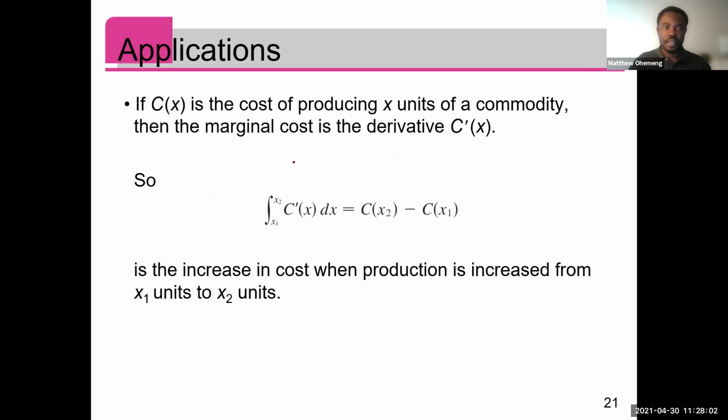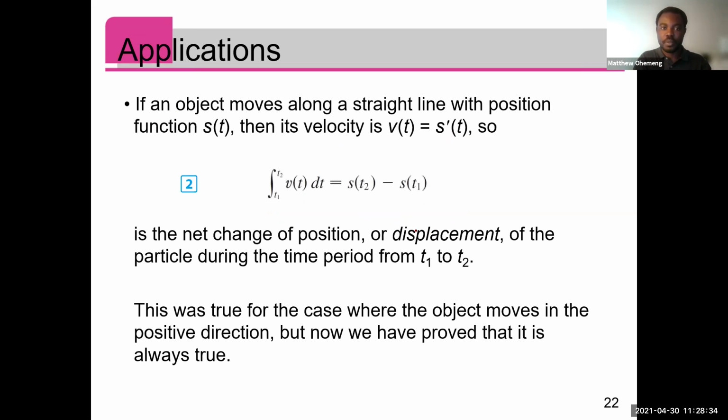Okay. Next, maybe you are also into something of production. So C of x is the cost of producing x units of a commodity. Then the marginal cost is the derivative. So if you're asked to evaluate the integral of the marginal cost from x1 to x2 units of the commodity produced, then it's just going to be the net change. So that'll be the cost at x2 minus the cost at x1 units produced.